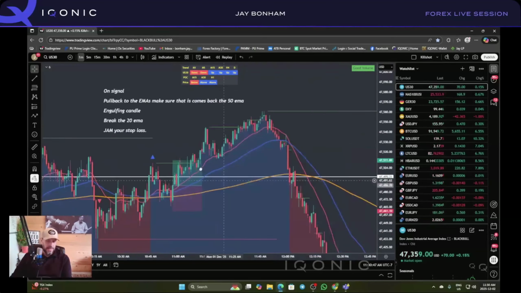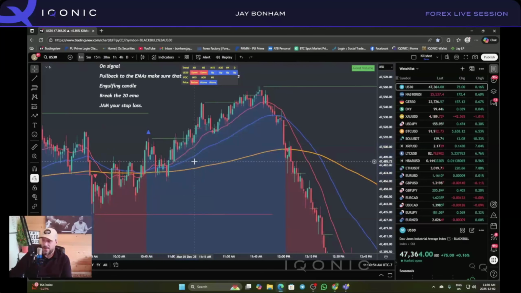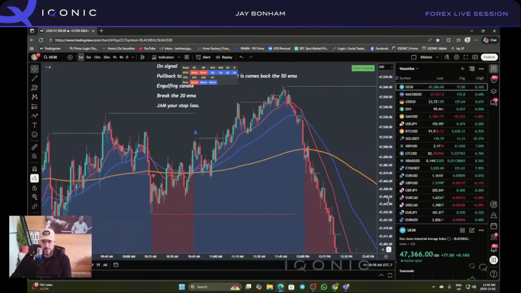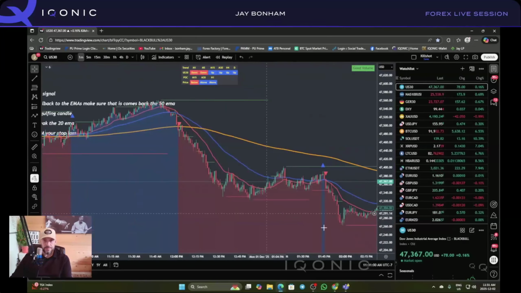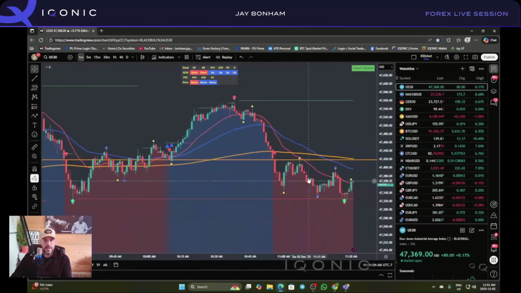Lately, because the volume has been so heavy, these pullbacks haven't been coming all that much. One just happened here, so let's take a look at this one. You're in your signal, and it pulls back in between these EMAs. You do want to see this. You would have to get into it at the break of this 20.